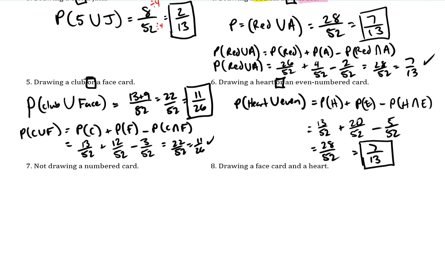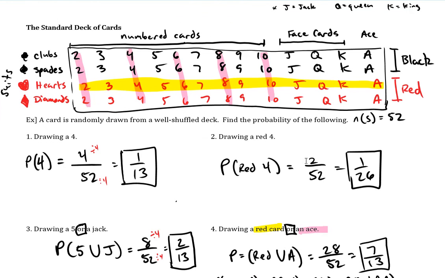Okay, so one more time here. Here's where the complement rule can help. So not drawing a numbered card. The probability of not numbered, with the apostrophe, would be the same as 1 minus the probability of drawing a numbered card. Okay, so we'll just set it up. The probability of drawing a numbered card.